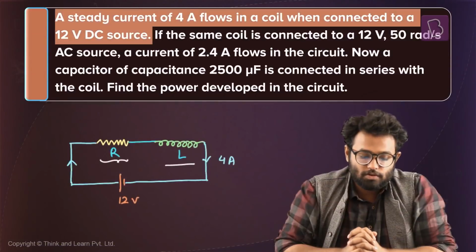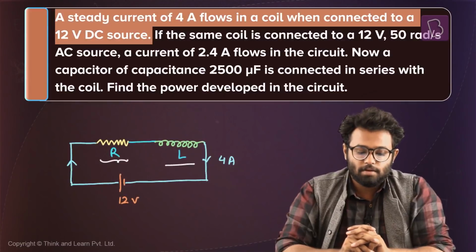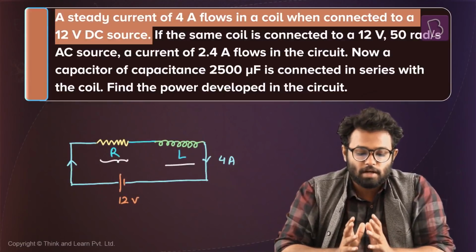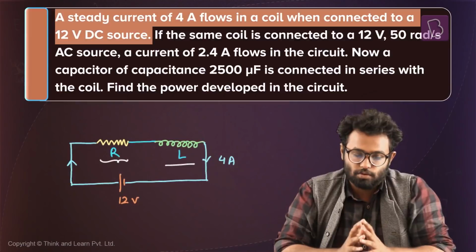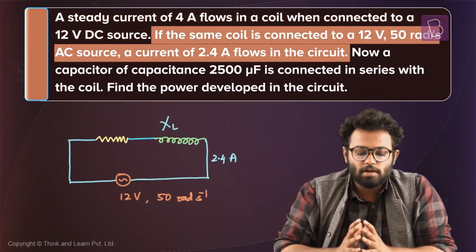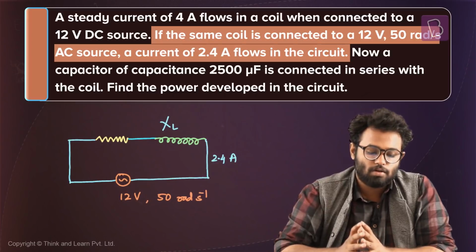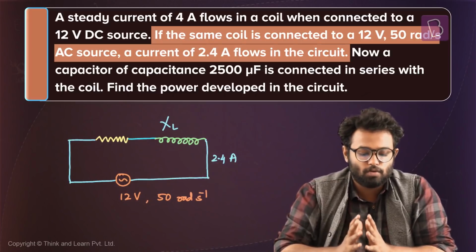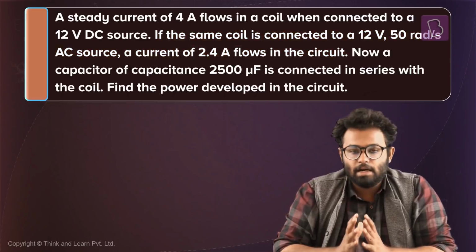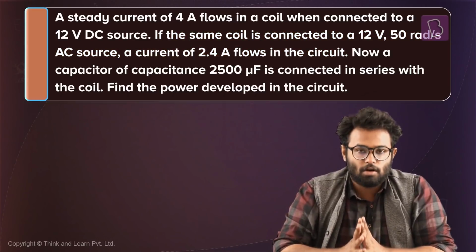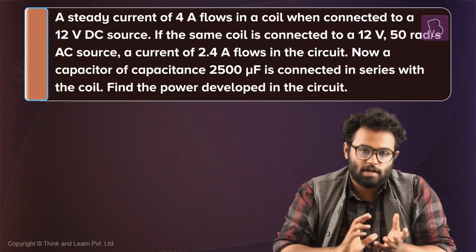This problem says that at steady state, a current of 4 amperes is in a coil which is connected to a 12 volt DC source. And if the same coil is connected to a 12 volt, 50 radians per second AC source, a current of 2.4 amperes flows in the circuit. What is the inductance of the coil? Okay, so there is a coil which has some inductance and it is first connected to DC and then AC.